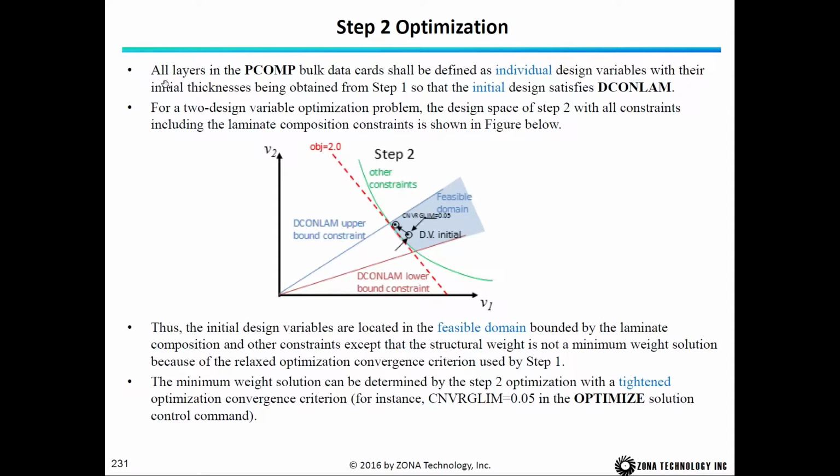In the step 2 optimization, all layers in the PCOM card should be defined as individual design variables with their initial thicknesses obtained from step 1, so that the initial design satisfies the DECLAMP. And so the initial design variables V1 and V2 are located in the feasible domain.